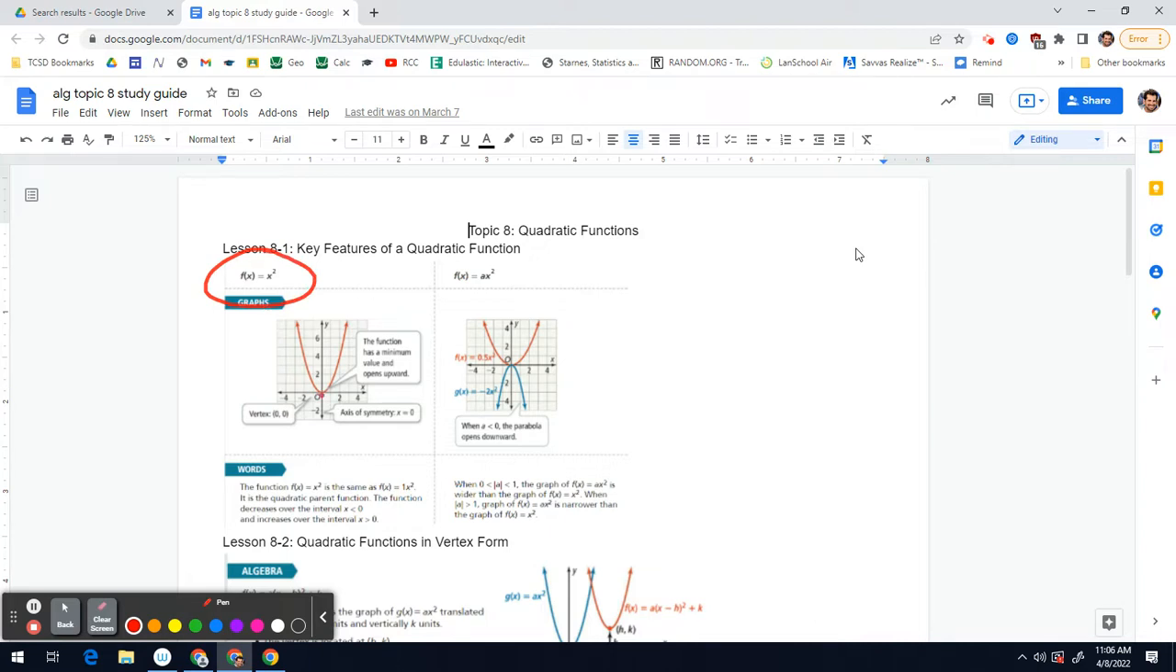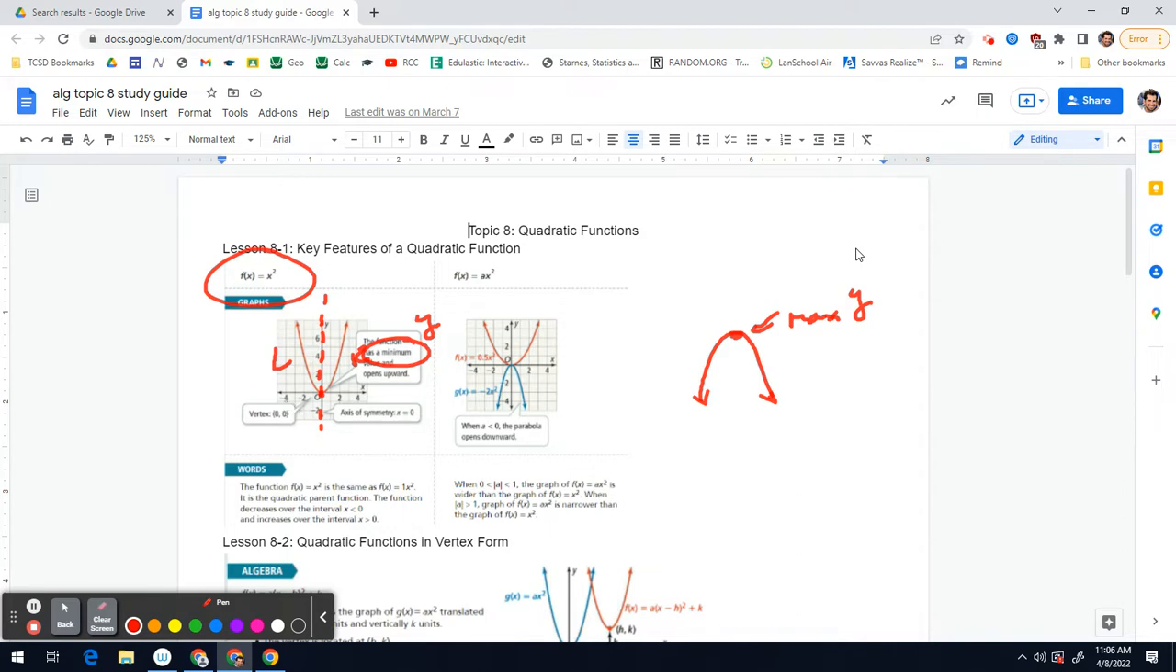This vertex right here, if it opens up, is called a minimum, because it's the lowest point. If your parabola opens down, now your vertex is called a maximum, right? And what we're talking about here is the y value. It's the y value that is the minimum or the maximum. You have an axis of symmetry that goes right down through the middle of your parabola. It separates the left side from the right side.